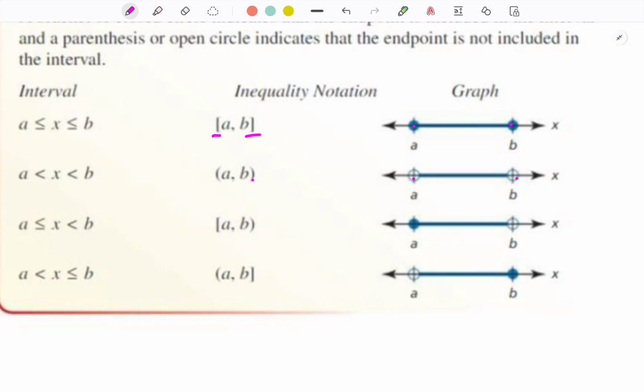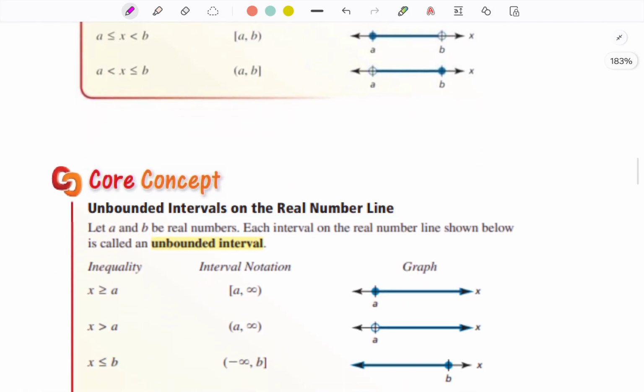Then you could possibly touch at the lower end and then not touch at the higher end. So the lower end, or essentially A, would get a bracket in front of it, and then you would have a parenthesis after B. And then the fourth type is when you cannot include your A value, which is your lower value, but you can include your B. That would be a parenthesis in front of your A and then a bracket after B.